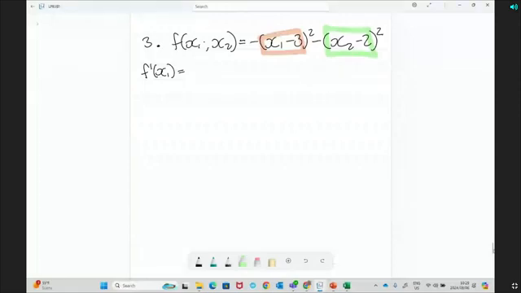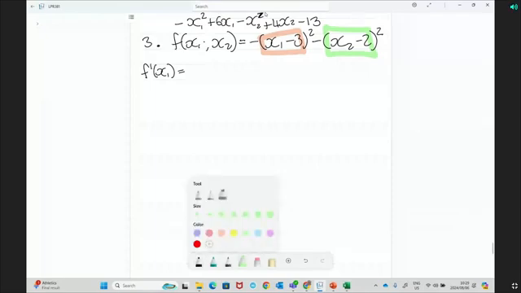But if you were to multiply it out, I'll just write the answer here on top. It would have been minus x1 squared plus 6x1 minus x2 squared, then plus 4x2 and minus 13. So if you were to multiply it out, that should have been your starting answer, which is easier to derive. But the multiplication is terrible.